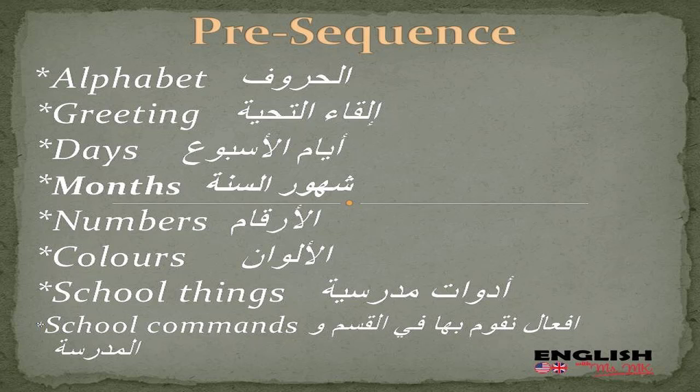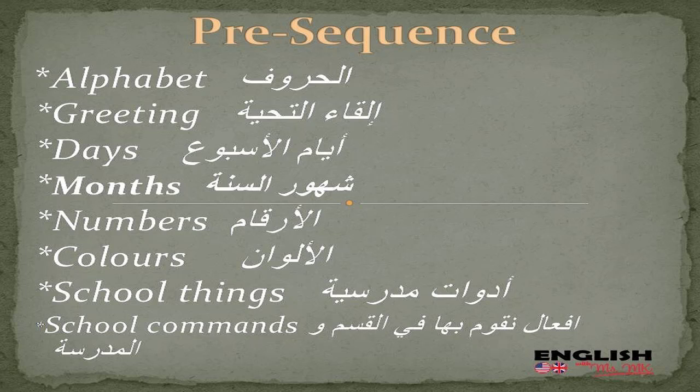Then we have the colors, then the school things, at least the book, the copybook, the pencil, the pen, at least the things that they use every day in English. We just talk about the most important and the most used in class in your subject. Then of course the school commands, which is important as well. They have to know every act they do and every activity they do.